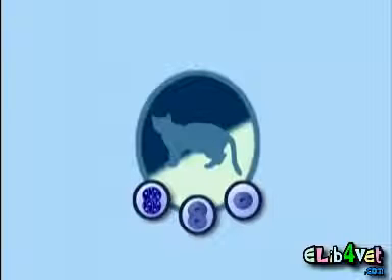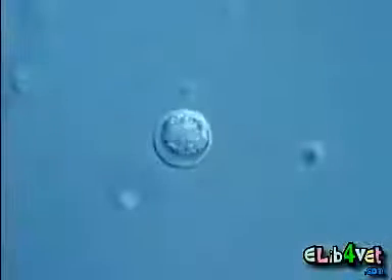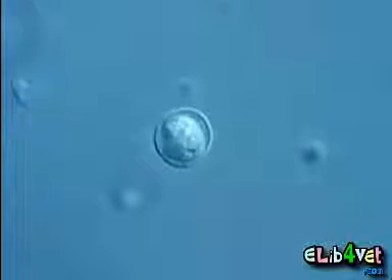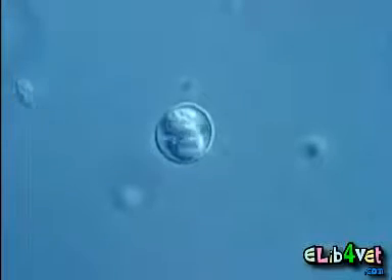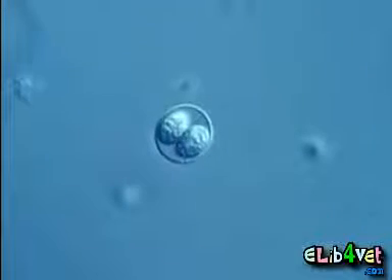Its final host is the cat. With feces, the cat sheds environmentally resistant oocysts. These sporulate outside the host to infectious stages. For the development, called sporulation, humidity, temperatures of about 20 degrees Celsius and sufficient oxygenation are required.